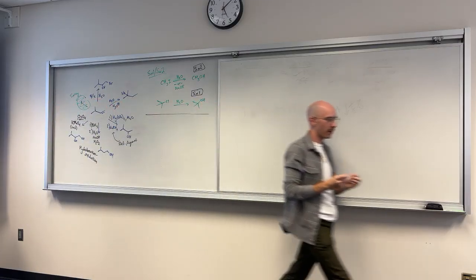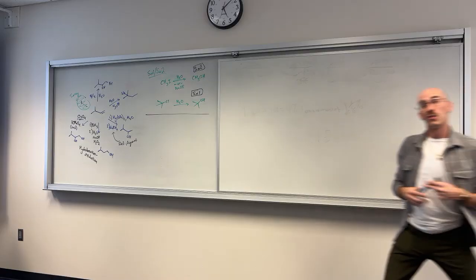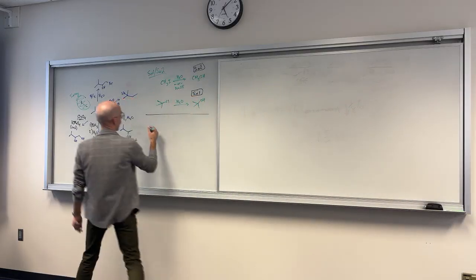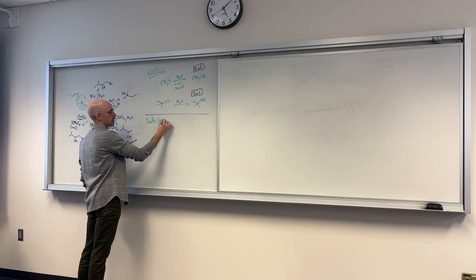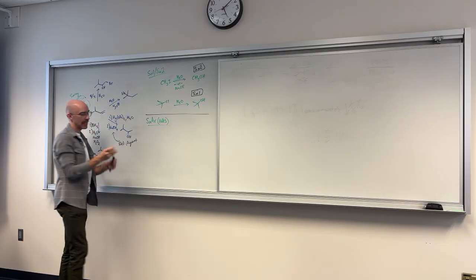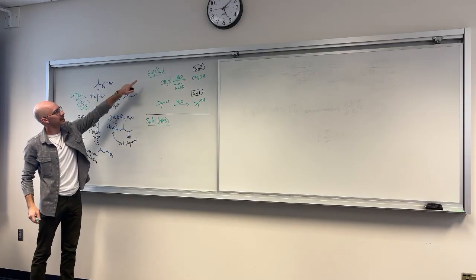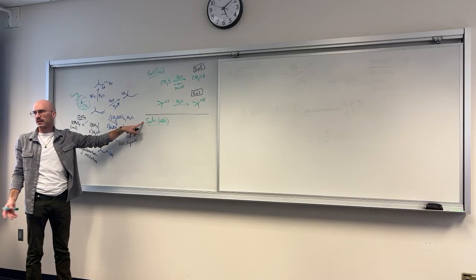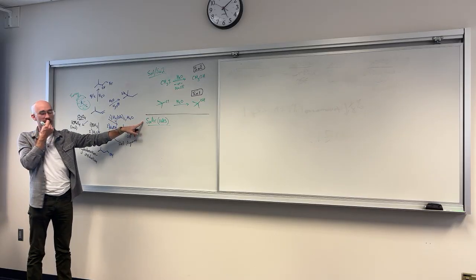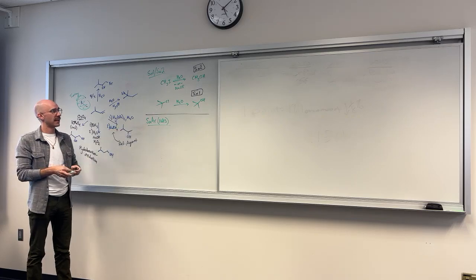And then the last way that we saw to make an alcohol was actually the way that we saw how to make a phenol. We called it NAS, but it's similar to SN1 and SN2 in that it's nucleophilic substitution. So we can call this SNAr.